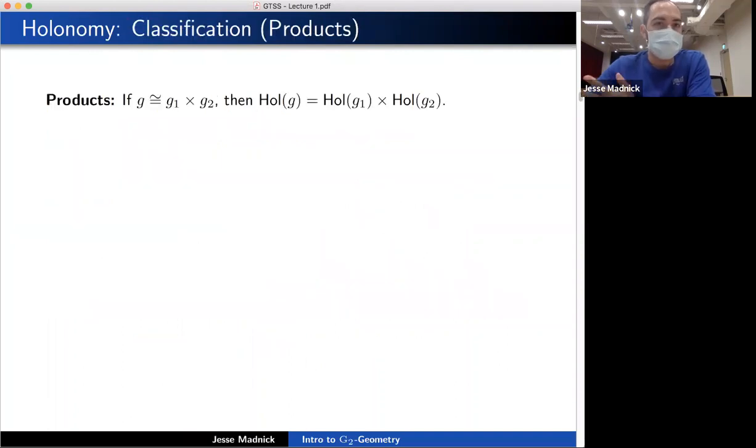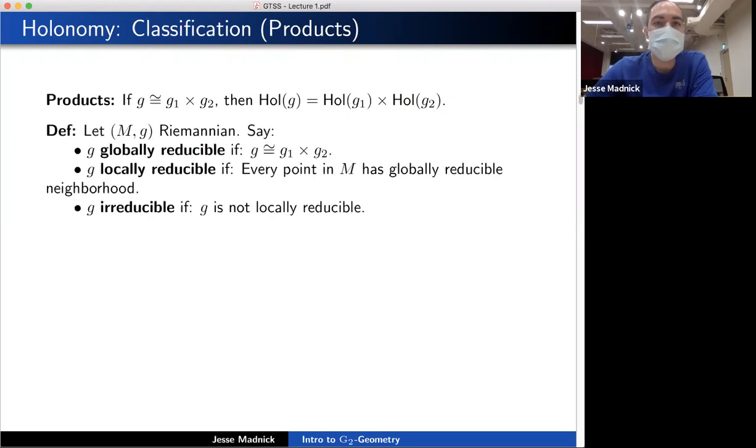Okay, so hopefully this convinces you that the holonomy group is very fundamental to Riemannian geometry and to the theory of special geometric structures on manifolds. So what you'd like to do ideally is to classify as much as possible the possible holonomy groups. A good place to start would be with products. It's not too hard to show that if g is a product metric, then the holonomy group splits as a product. It turns out that a converse to this is true, but you have to be a little careful how you state that converse.